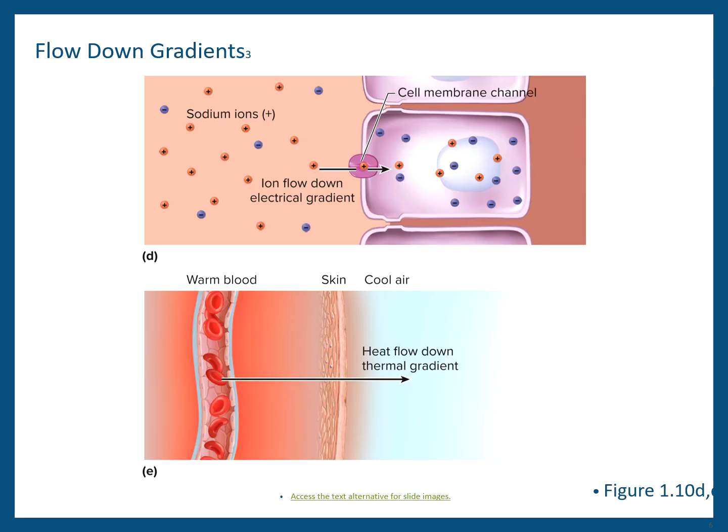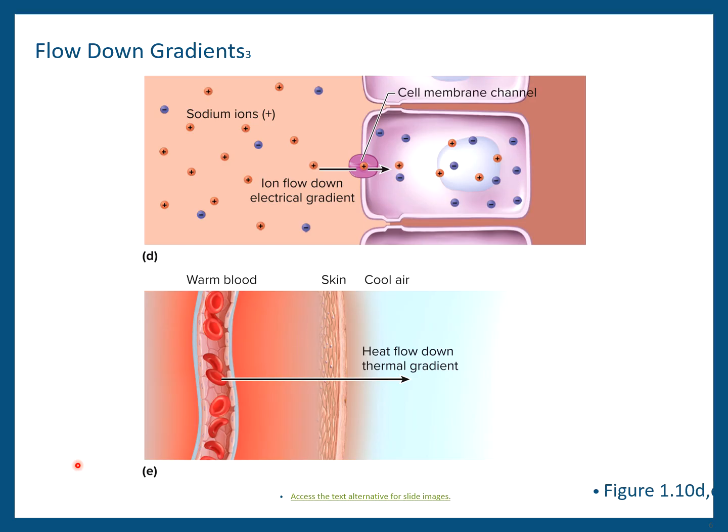Same thing goes for ions like sodium or potassium. Ions will flow down their concentration gradients. And this is going to have a big play when we talk about it in the nervous system.